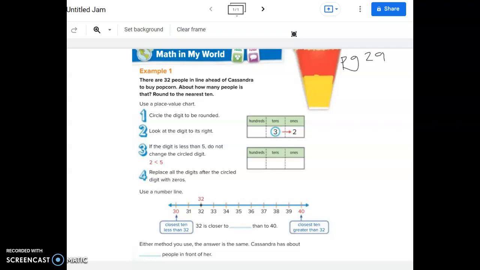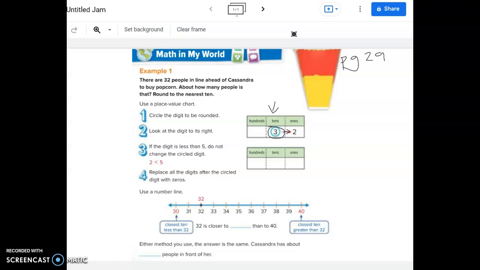And it says circle the digit to be rounded. Now the digit to be rounded is in the tens column, and that's the digit 3. So I will just put an arrow there to show you that this is the column that we'll be rounding off. We're rounding off to the nearest tens. Next it says look at the digit to its right. The digit to its right is the digit 2.